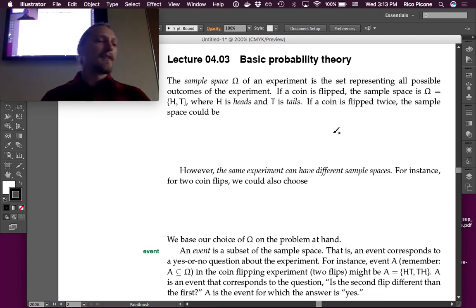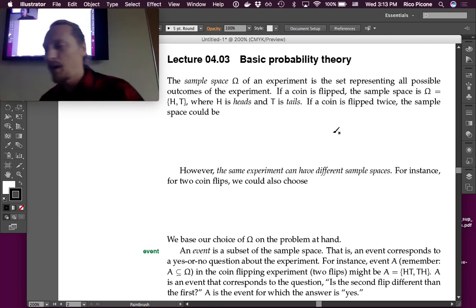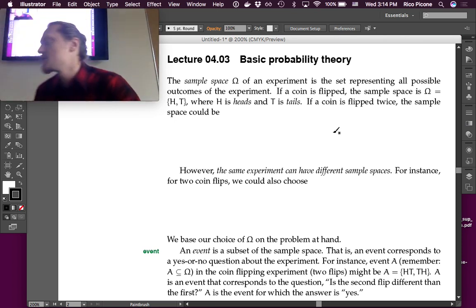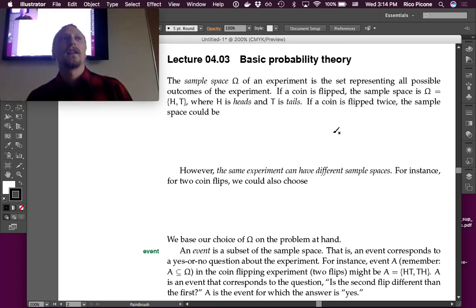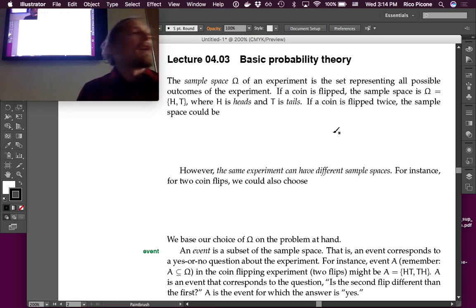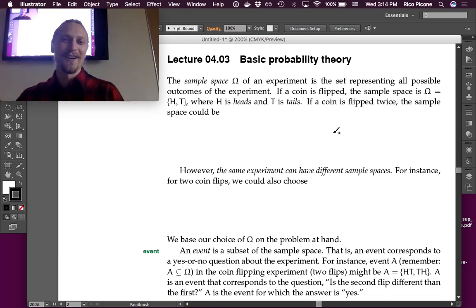Basic probability theory. So we set the stage last time for probability theory because we talked about sets and set theory and set intersections and set unions and, I don't know what else. Set complements. And we had good puns. How we laughed. It's great.